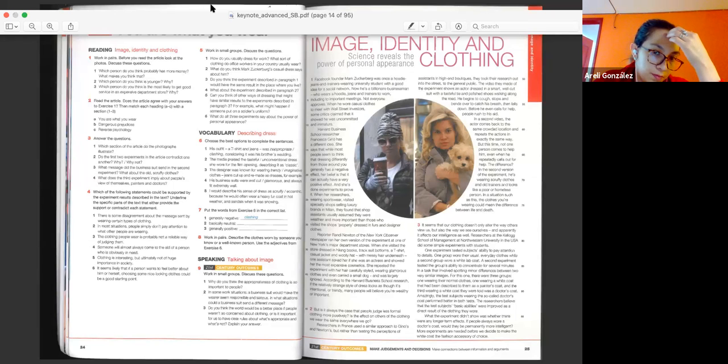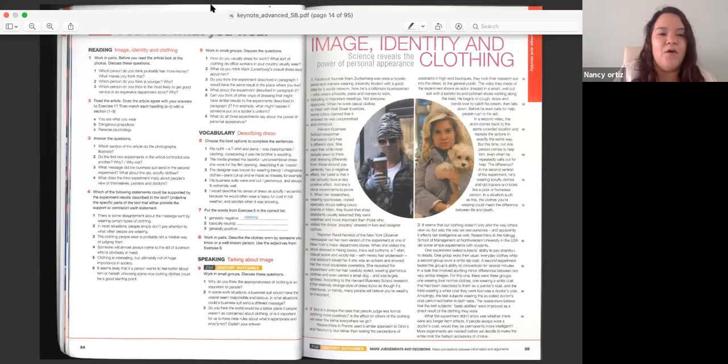Excellent. Let's do activity 4. Which of the following statements could be supported by the experiment results described in the text? Underline the specific parts of the text that either provide support or contradict each statement. So here we have 6 statements, okay?